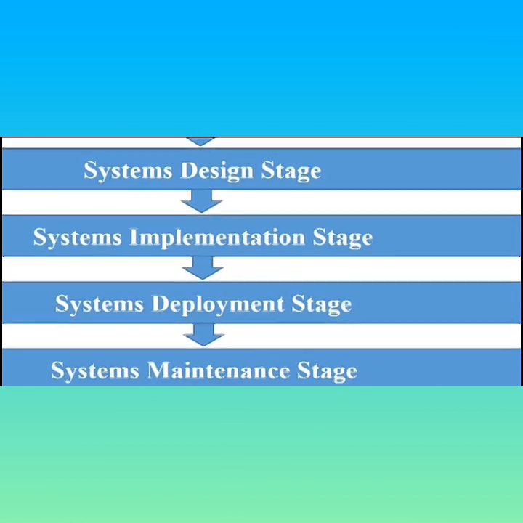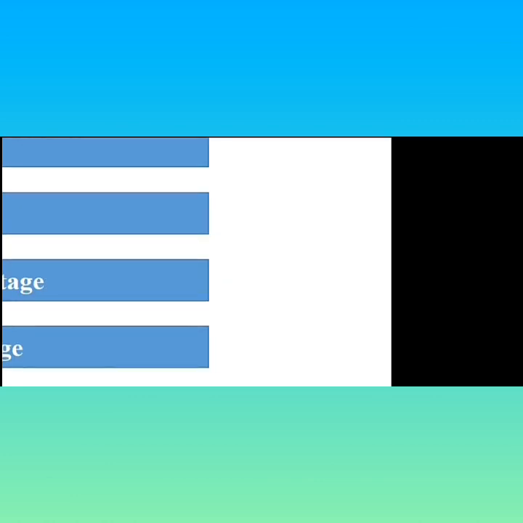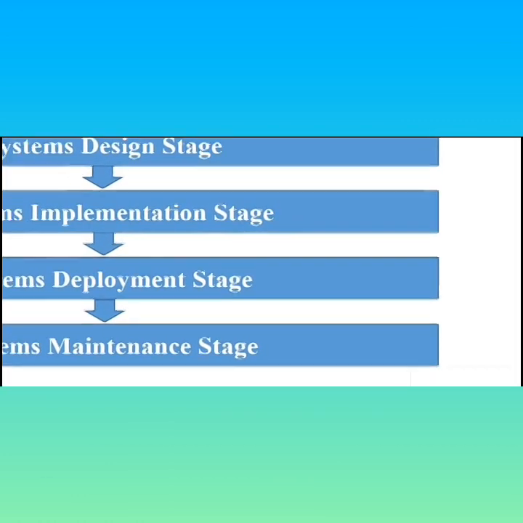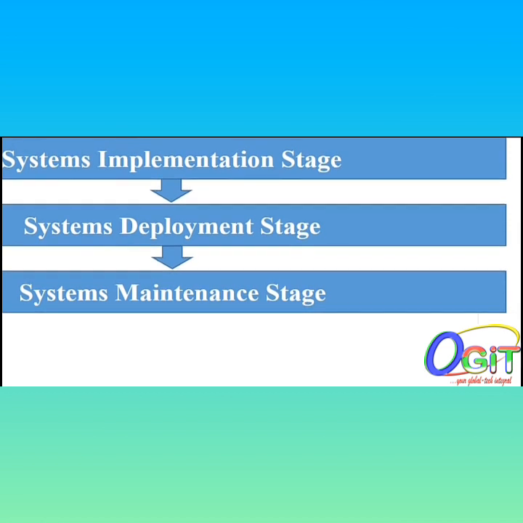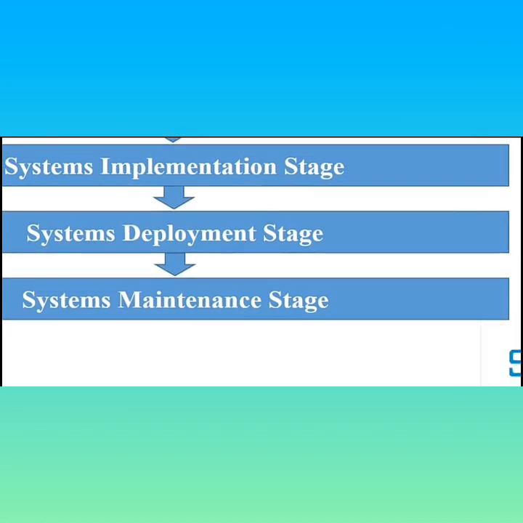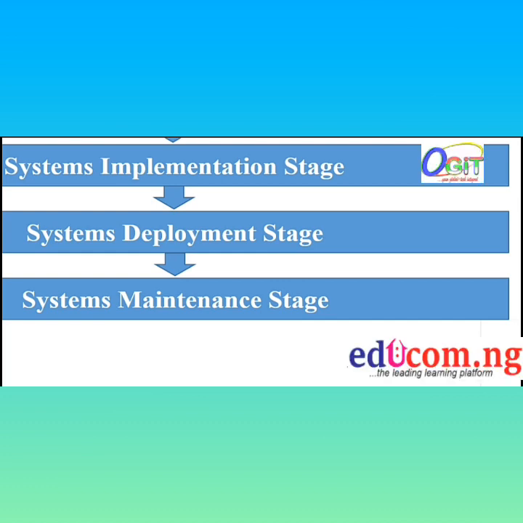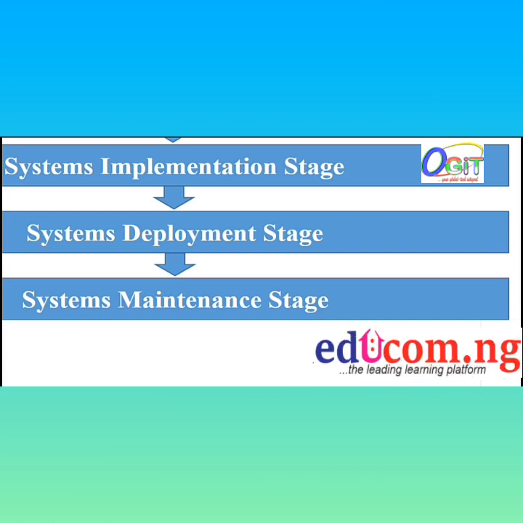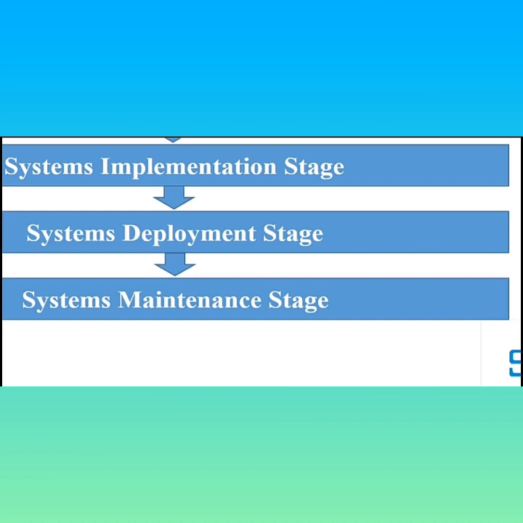The next stage is the system implementation stage, and it is where programs of the new system are written in the specific programming language in line with the system specification. It involves testing of all aspects of the new system, and adjustments and corrections are made where necessary.